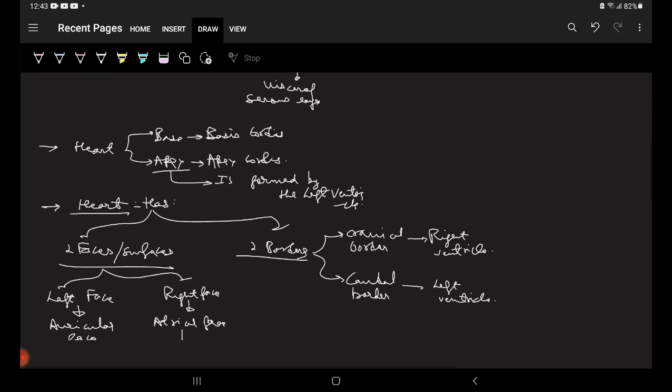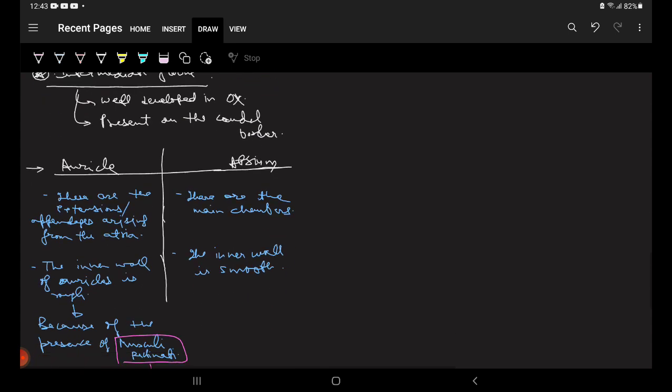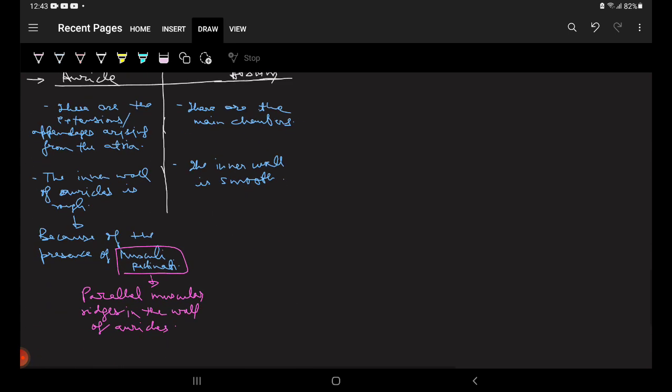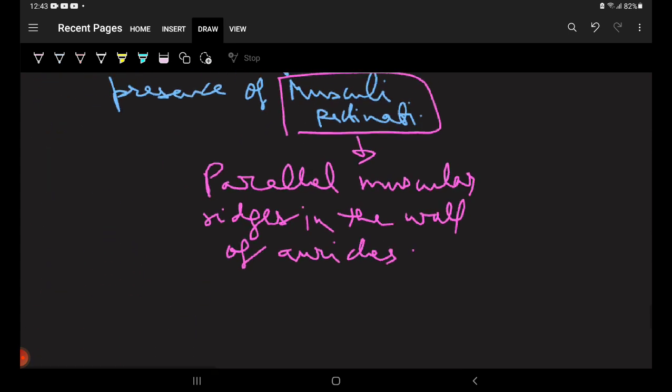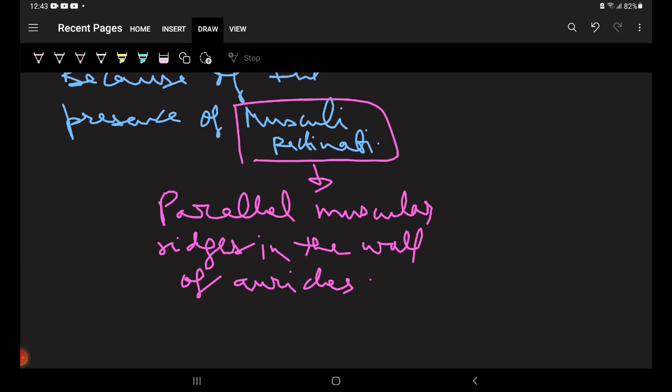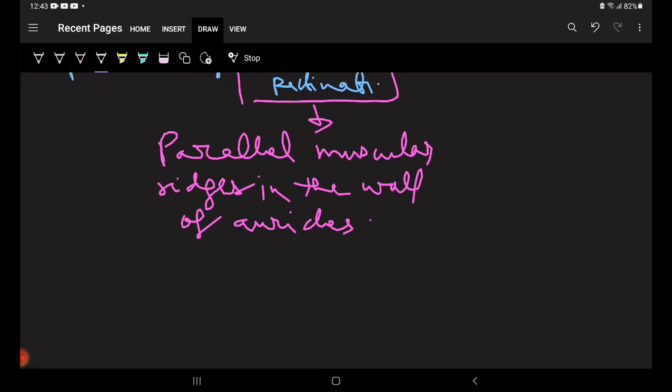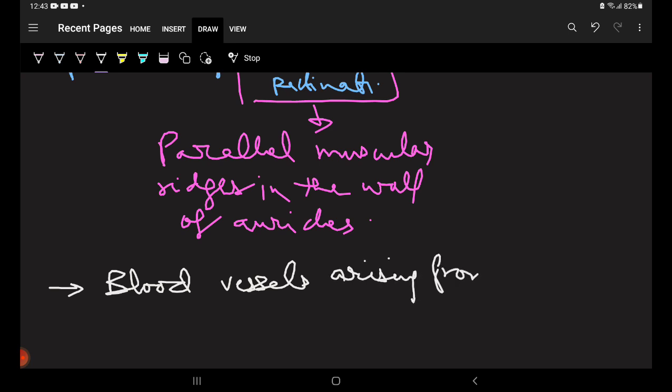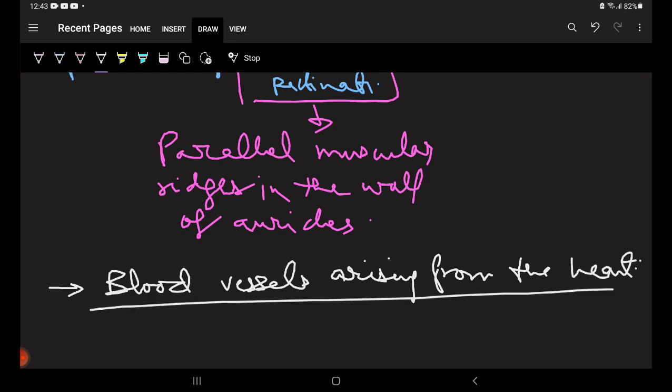Okay, so auricle and atrium are not the same as we were taught in earlier classes, like 11th and 12th. These are not actually the same. Now let us move on to the next point, that is the blood vessels arising from the heart.